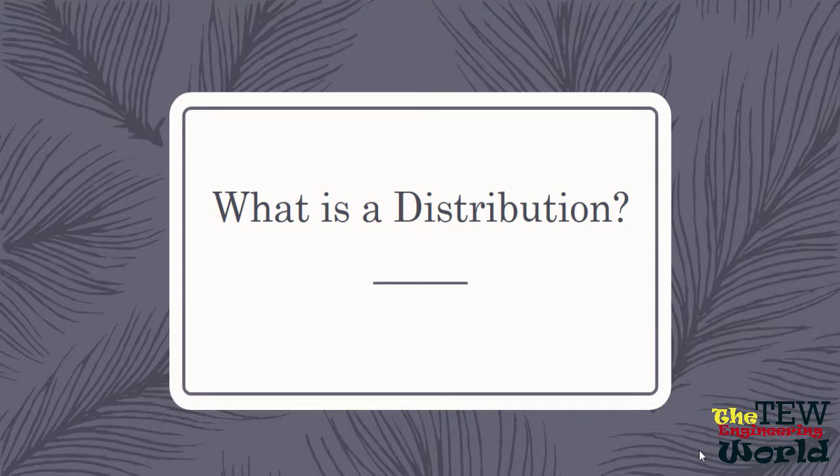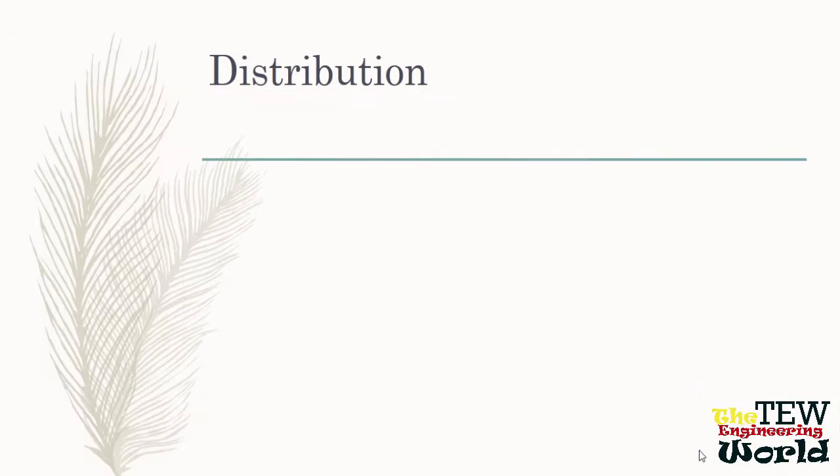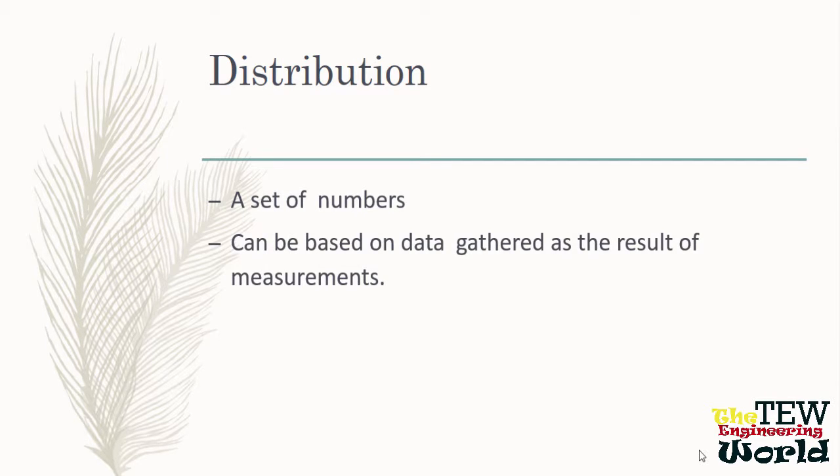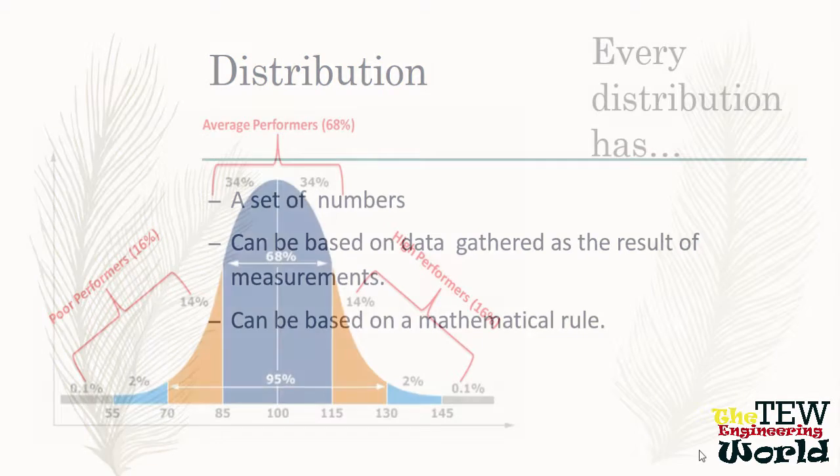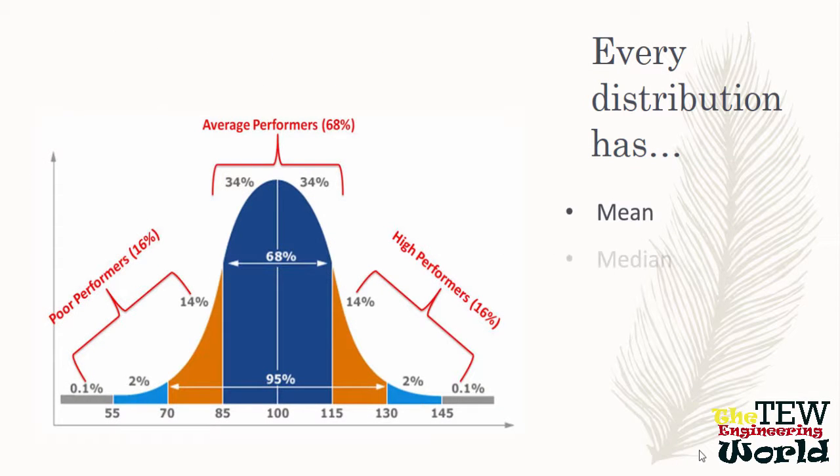Now, for an overview of distributions. Distribution is another name for a set of numbers. The numbers can be based on data you gathered as a result of measuring people or things. The numbers can be based on a mathematical rule. Every distribution has a mean, a median, perhaps a mode, variance, and standard deviation.